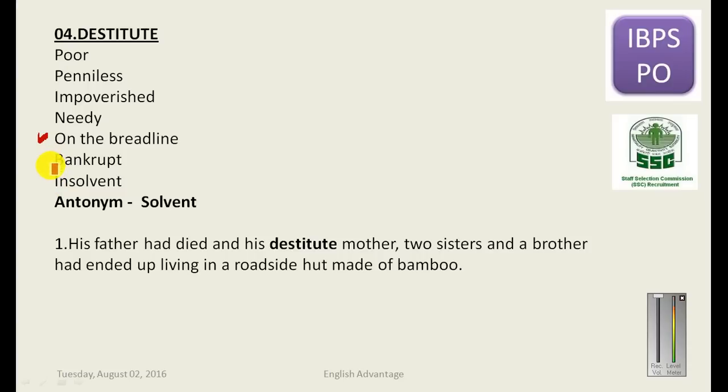Bankrupt and insolvent are very common words in banking and commerce. Bankrupt, you are bankrupt when you are unable to pay off your debts. That situation is called bankruptcy. So bankrupt and insolvent, I have included here two words, and the antonym of this word will be solvent. Now this is the example sentence. His father had died, and his destitute mother, means his poor mother, two sisters and a brother had ended up living in a roadside hut made of bamboo. So this sentence implies the very bad situation of this particular family.